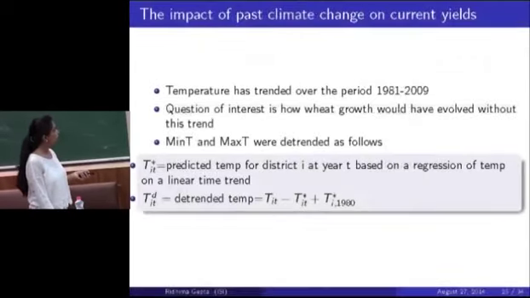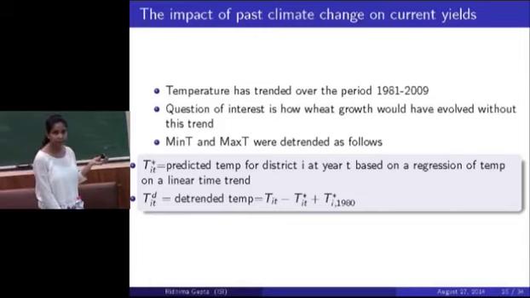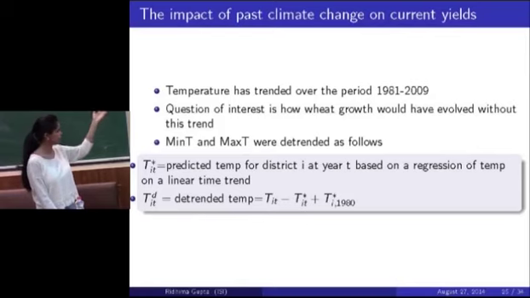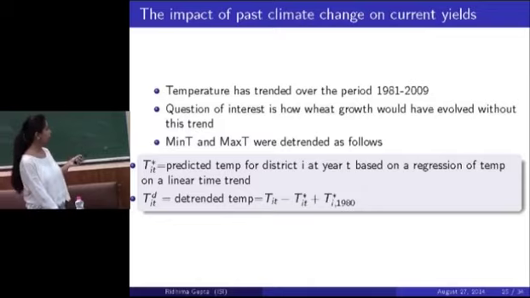Now, the impact of past climate change on current yields. Temperature has trended over the period 1981 to 2009, and the question of interest is how yields would have evolved without this trend. So, we detrended minimum and maximum temperature as follows for every district. For every district in the panel, I ran a regression of that district's maximum temperature on a linear time trend, got the predicted values, which is T star 90, and then from the current observation of the district for that year, subtracted the predicted value and added the predicted value for 98. So to get trended temperature, both for maximum and minimum temperature.